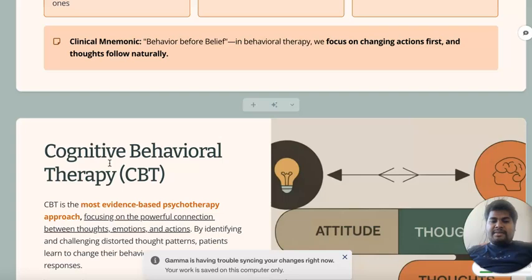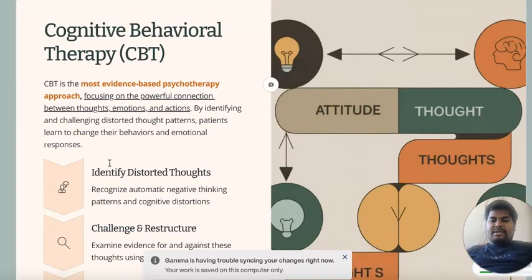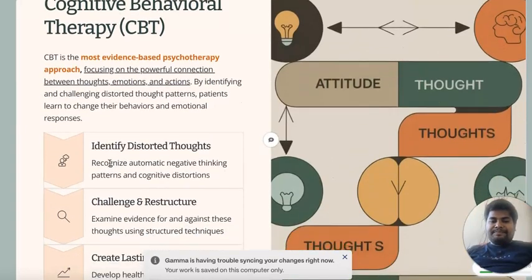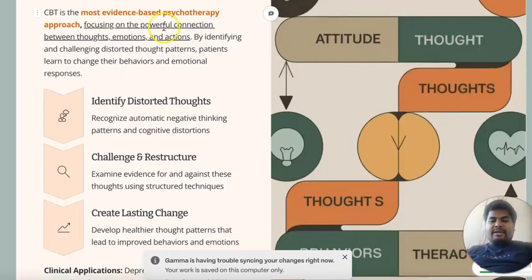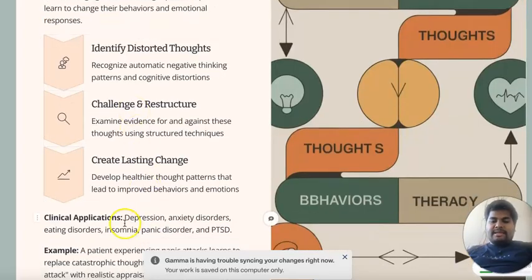So that's behavioral therapy. Next, very important and most common, is cognitive behavioral therapy. In this, what we do is focus on the powerful connection between thoughts, emotions, and actions. Here the first thing the therapist does is identify the distorted thoughts. So let's say a person is having depression. Depression may be because of anything, like poor school performance.